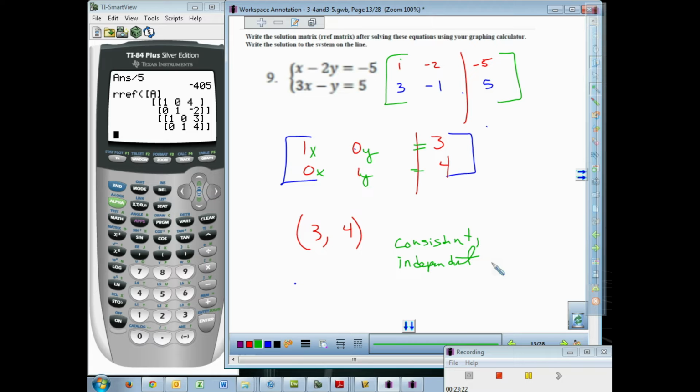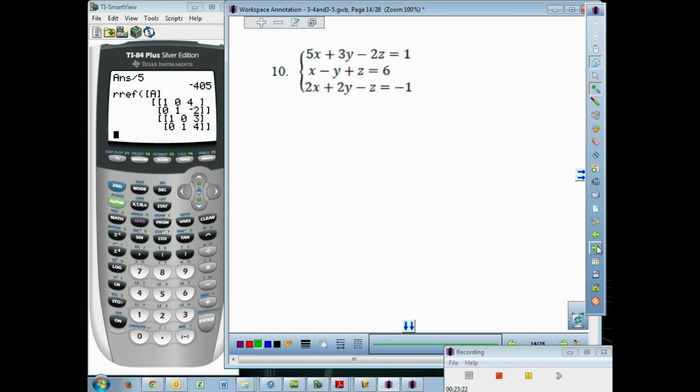And can you imagine if I gave you a sheet of like 30 systems to solve? It would take you 5 minutes with this because you've got it all programmed in. All you got to do is go back and change those coefficients and then hit enter. Change those and hit enter. That's how great this will be. So let's do another one.